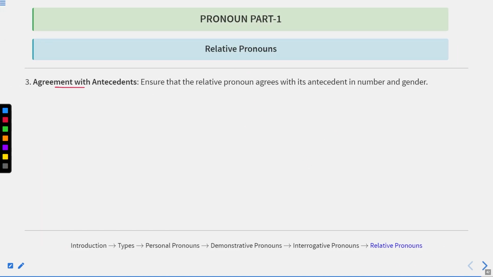Now, relative pronouns should agree with their antecedents. Ensure that the relative pronoun agrees with the antecedent in number and gender. Okay. Now, this is all about the types of pronouns that we have discussed. Additional information about relative pronouns, and elaboration on them, we will see in the next session. If you want to learn relative pronouns in a more detailed manner, you should connect with me in the next session as well.